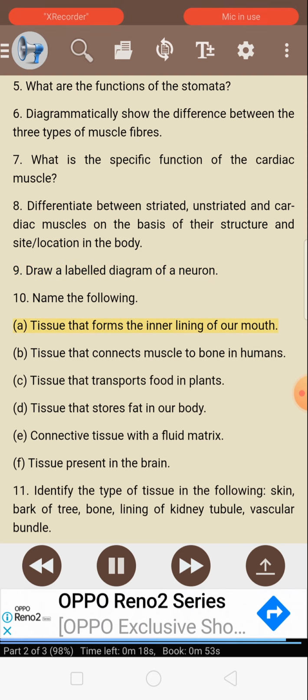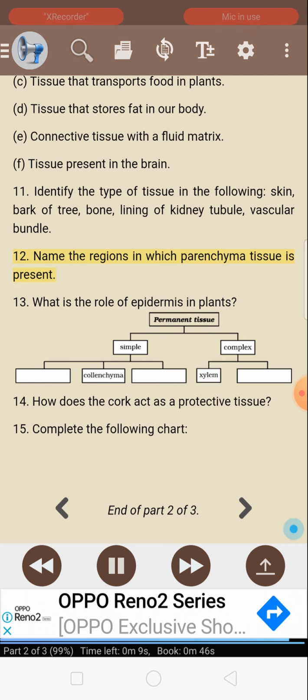10. Name the following. A. A tissue that forms the inner lining of our mouth. B. Tissue that connects muscle to bone in humans. C. Tissue that transports food in plants. D. Tissue that stores fat in our body. E. Connective tissue with a fluid matrix. F. Tissue present in the brain. 11. Identify the type of tissue in the following: skin, bark of tree, bone, lining of kidney tubule, vascular bundle. 12. Name the regions in which parenchyma tissue is present. 13. What is the role of epidermis in plants? 14. How does the cork act as a protective tissue? 15. Complete the following chart.